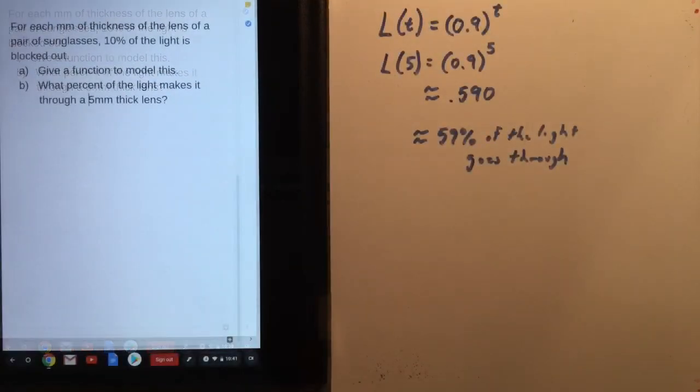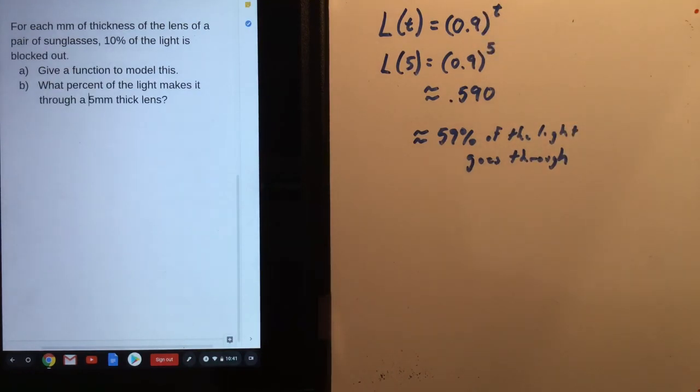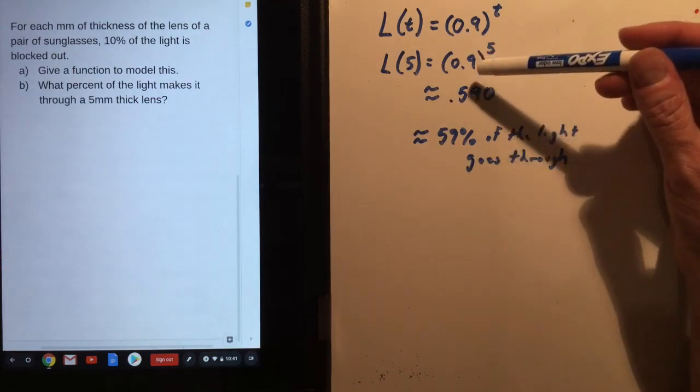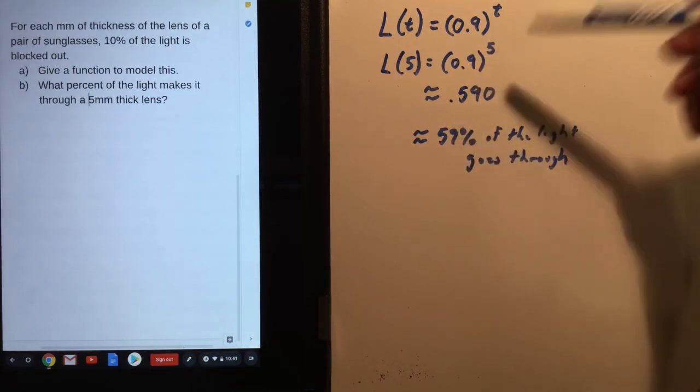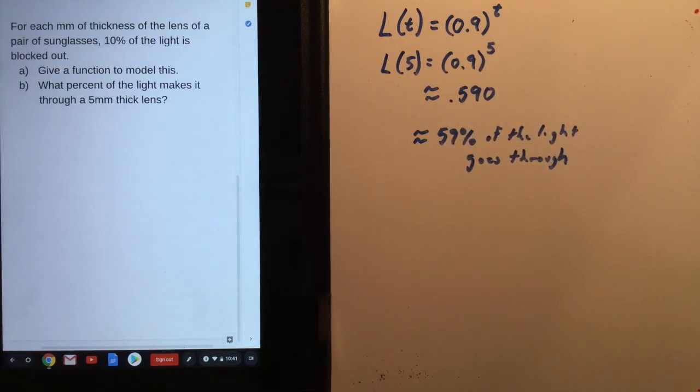Let's try another one. Have a look at this problem. So in this problem, it says only 10% of the light is blocked out. Okay, so what that means is 90% makes it through. This is a good example of exponential decay, right? Because b is less than 1. So how much makes it through for 5 millimeters? Well, 90% of 90% of 90% of 90% of 90%. So 0.9 raised to the 5th power. That's going to leave us with 0.590. So approximately 59% of the light is making it through.